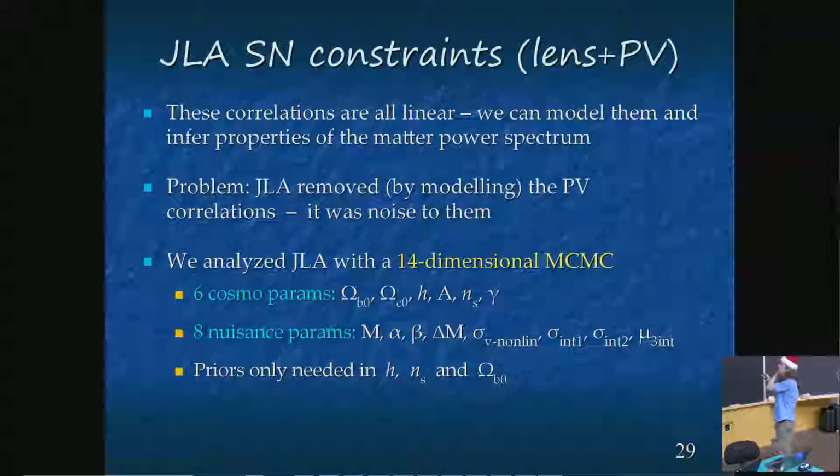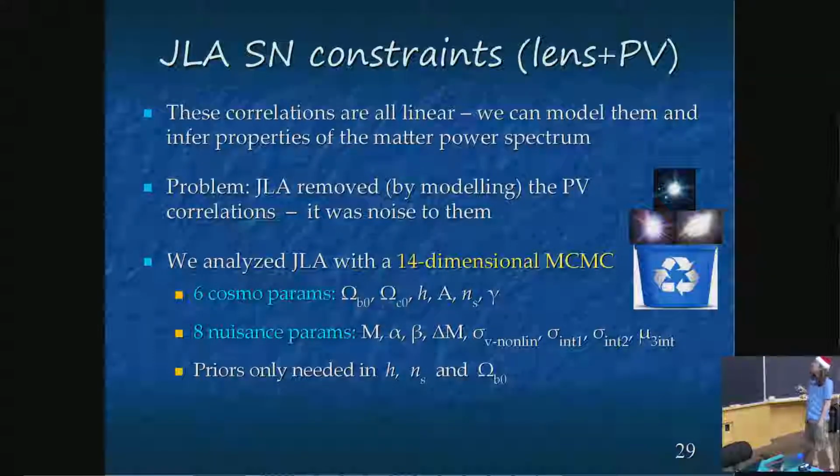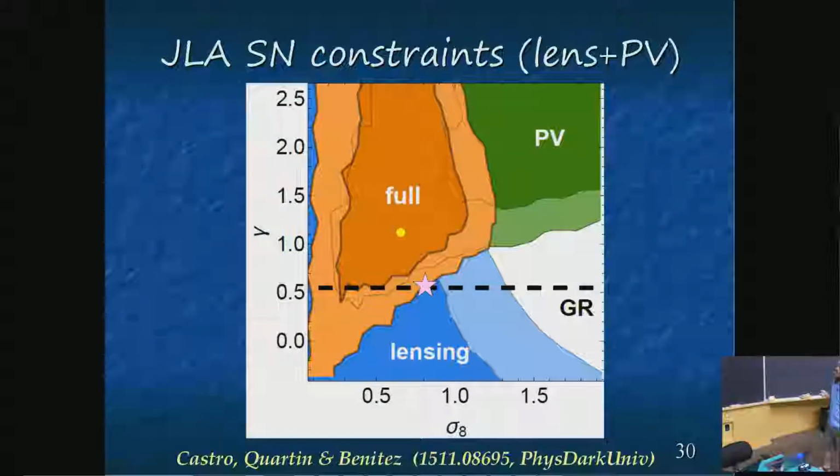Then we included four new ones. This one, Marco, is the nonlinear velocity term that we put in by hand and fixed; it's just a constant. We allow the MCMC to tell us how much it is. Then we have the intrinsic scatter for the low-z supernovae, the intrinsic scatter for the high-z supernovae, and the intrinsic skewness. Now, you need priors for H and S and omega baryons because supernovae are unable to measure them. For the others, we don't need priors. So this is, again, a step in the recycling supernovae program.